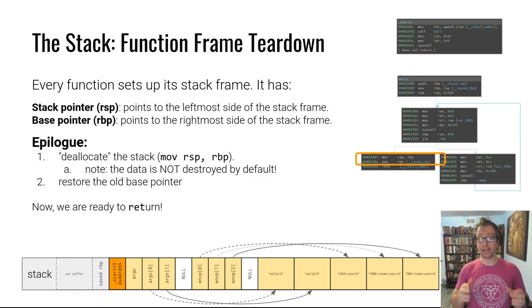We deallocate the stack by resetting the stack pointer, which is on the leftmost side of the stack, to be equal to the frame pointer, the base pointer, those terms are used interchangeably, that is on the right side of the stack frame. By just moving RBP into RSP, and then popping the old base pointer, we fully restore the old frame of the function that called us. And now we are ready to return. Now the next thing on the stack is the return address, so when we ret, it'll work properly.